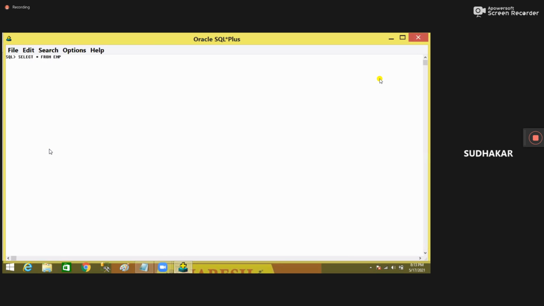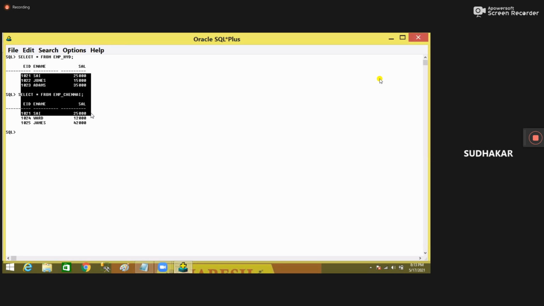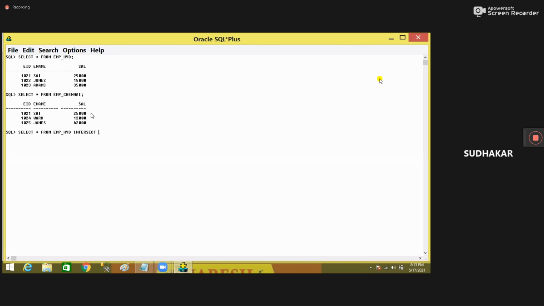Now I will take the previous data as usual, Hyderabad. Okay, so now I'm writing here EMP underscore Chennai. Now what happened here? Again my ID numbers are matching, names are matching, salary also matching, 25. At this moment, suppose I'm using Hyderabad intersect select star from EMP underscore Chennai.